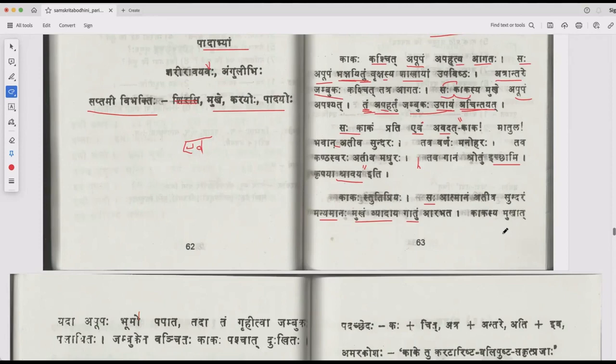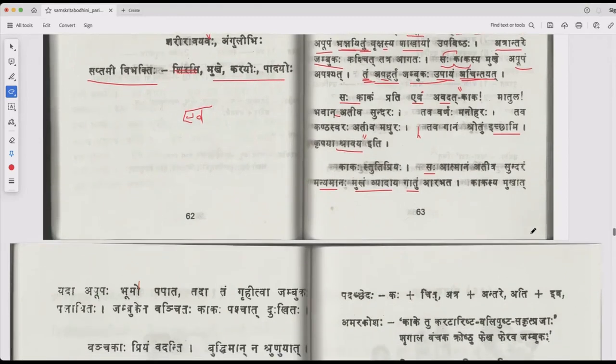I'll go through it. There is one thing in grammar, you can look at that also. I'll go through that. Next sentence. The main verb is arabhata. Arabhata is your main verb.